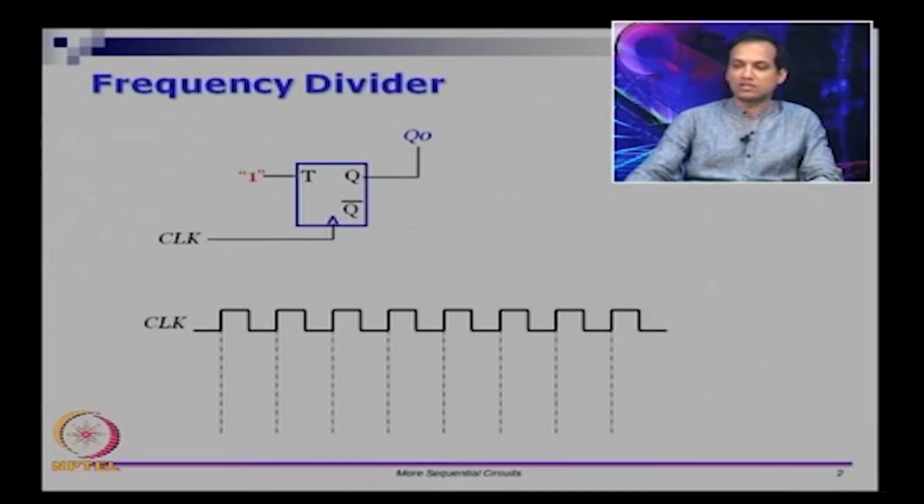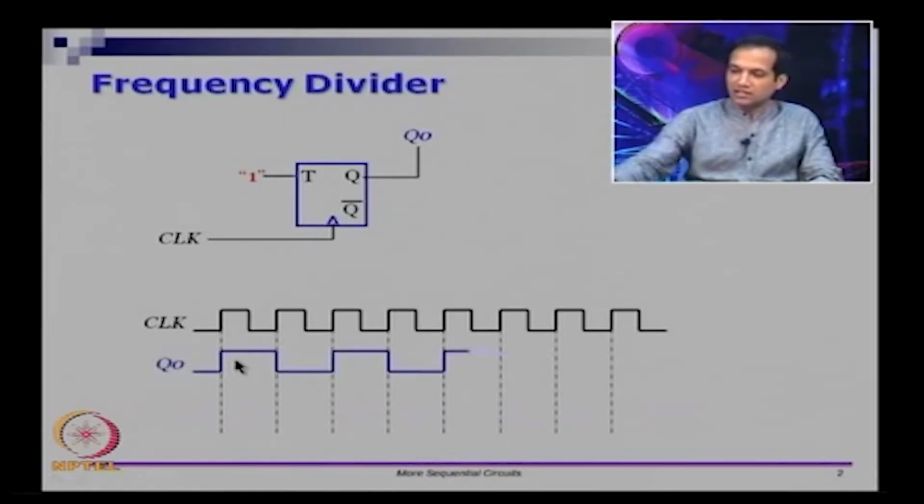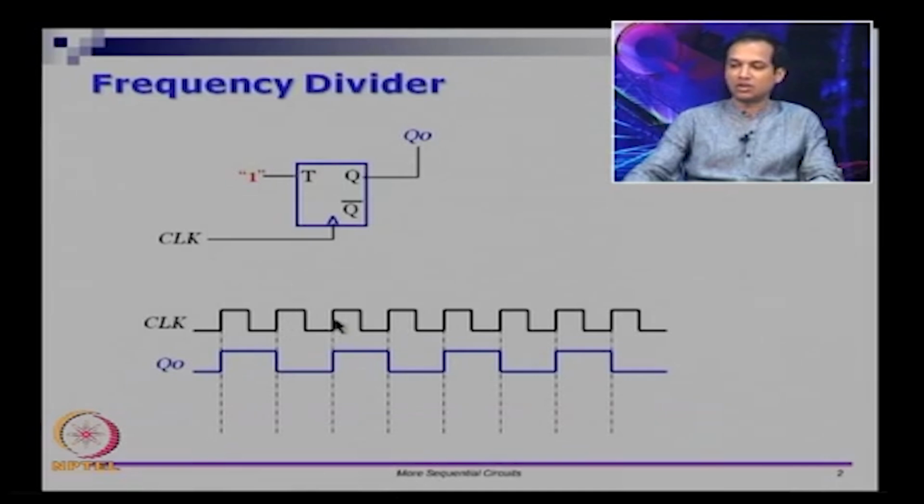Let us say I give you a clock signal. The clock signal is a periodic signal and it is a T flip flop which is triggered on the positive edge, which means every time the clock goes from 0 to 1, the output Q0 is supposed to toggle. So, let us say Q0 is 0 initially, this clock pulse would toggle it to 1, the next clock pulse will toggle it to 0, the third clock pulse will toggle it back to 1, the fourth clock pulse will toggle it back to 0 and so on, and this would be the waveform that you would get.